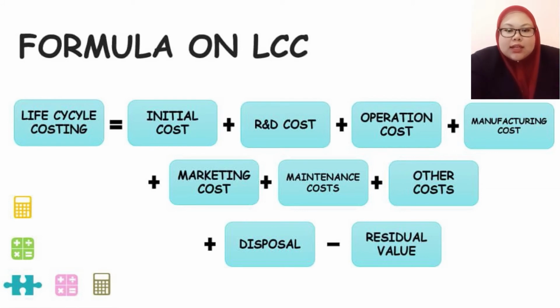Okay, in order to calculate life cycle costing, we need to add all costs from the initial cost or the beginning cost until the disposal of the asset used in the production of the product, and then we subtract the residual value, if any. From this formula, we can get the cost per unit of the product produced.